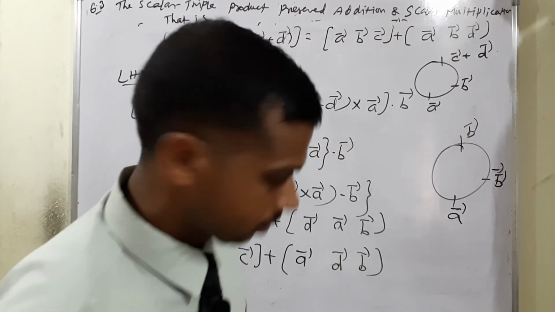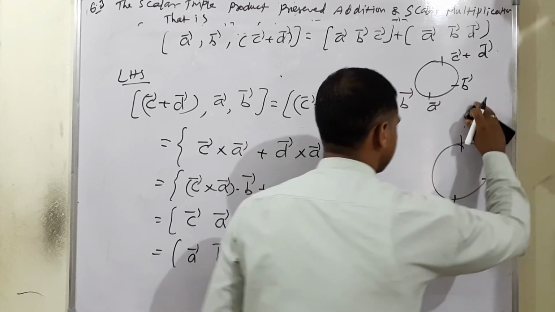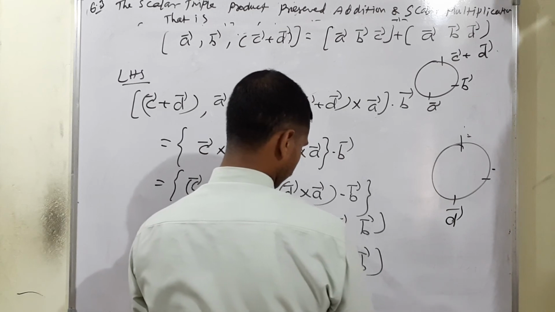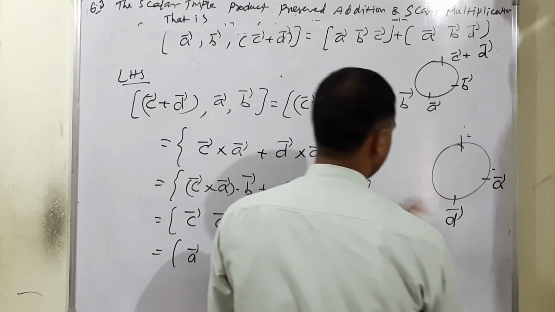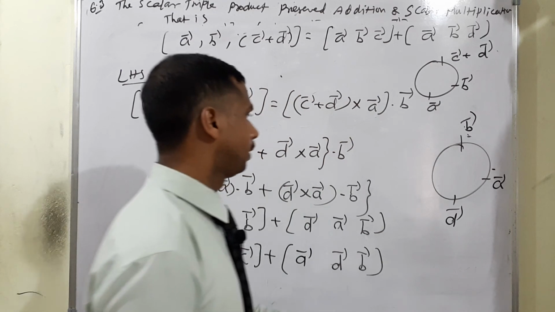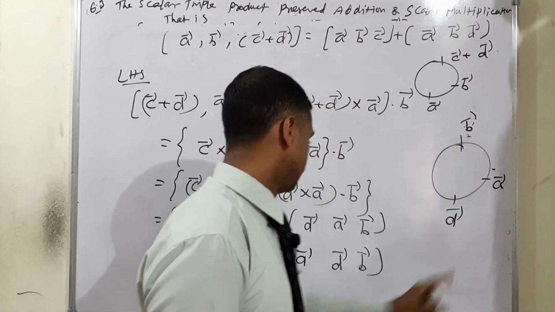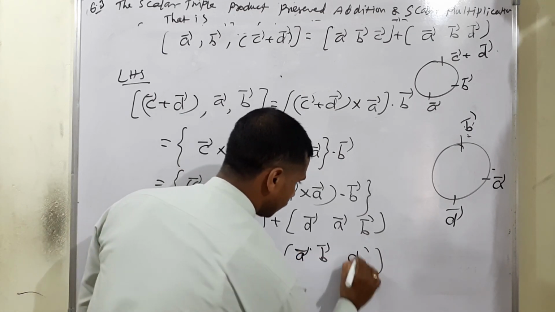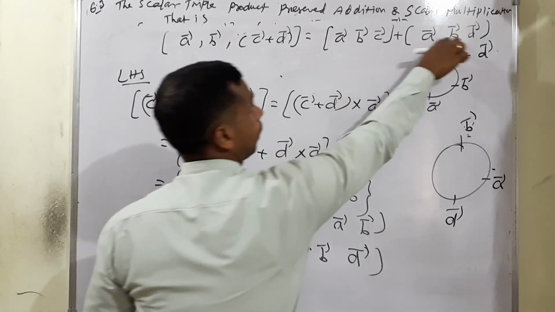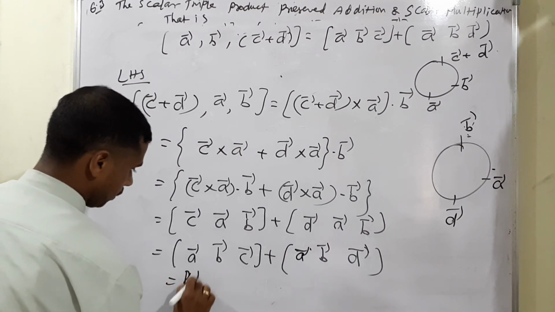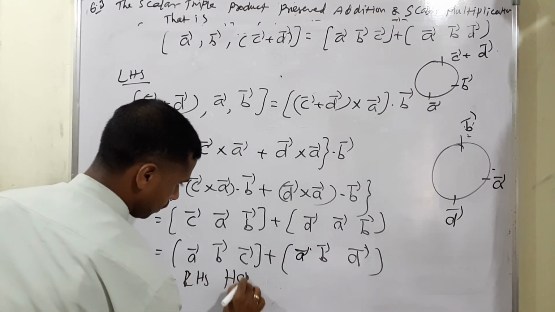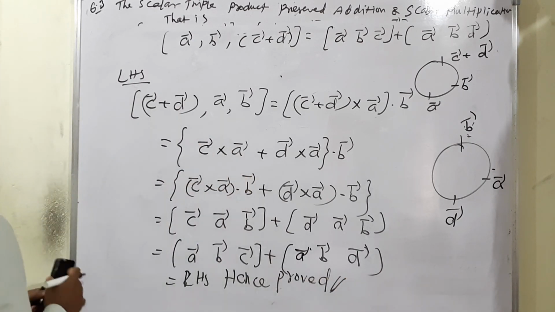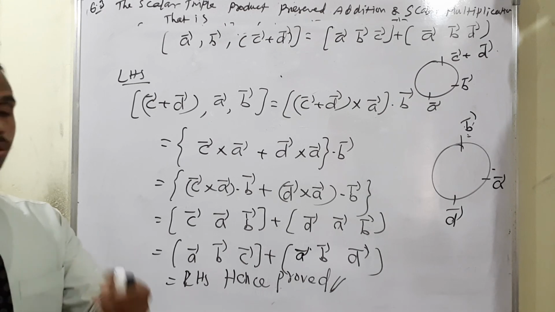My dear friends, a little mistake is there. Starting with D vector, so D vector, then A vector, then B vector. Starting with A means A, B, D, isn't it? Therefore, A vector, B vector and D vector. This is our RHS. So hence proved.